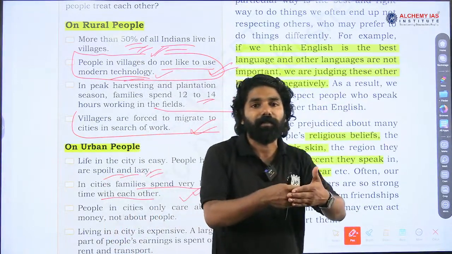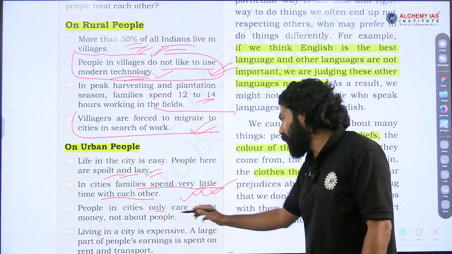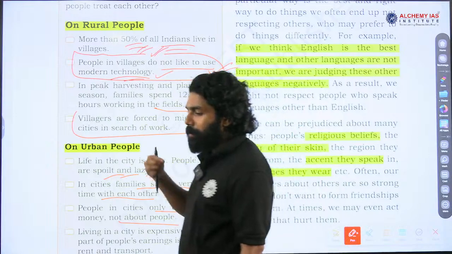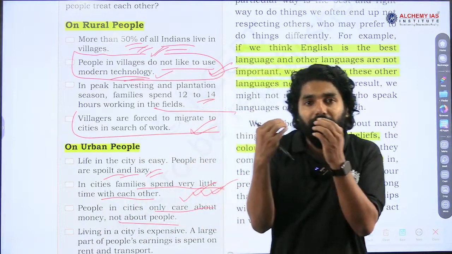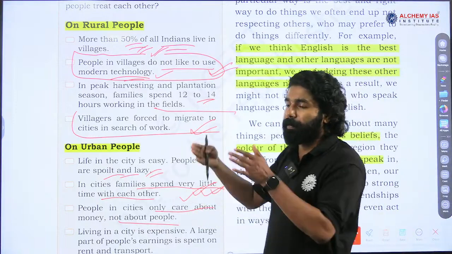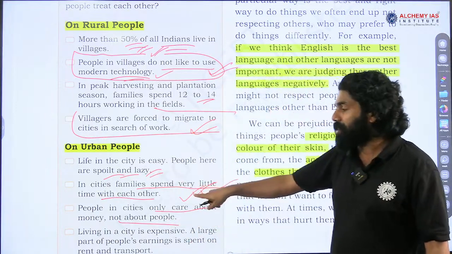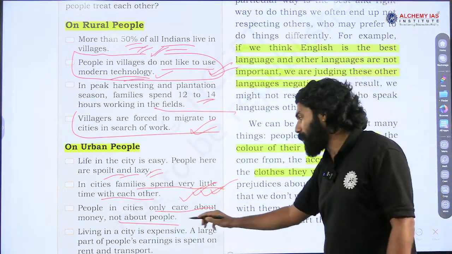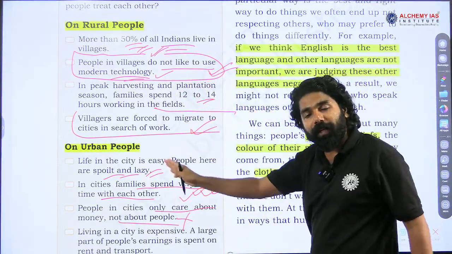Another example of the prejudices we have towards people residing in urban areas: people in the city only care about money and not about people. It is not true. It is not because of where people reside, rural or urban. It is about a person's attitude towards another person, towards sections, towards society. Depending on personality, it changes from one person to another, not necessarily because they reside in cities or in rural areas. We cannot say that they only care about money and will not care about people. This is again another example of the prejudices we make towards sections of people residing in urban or rural areas.